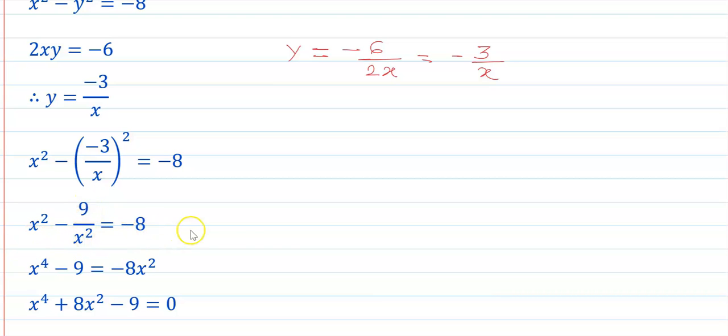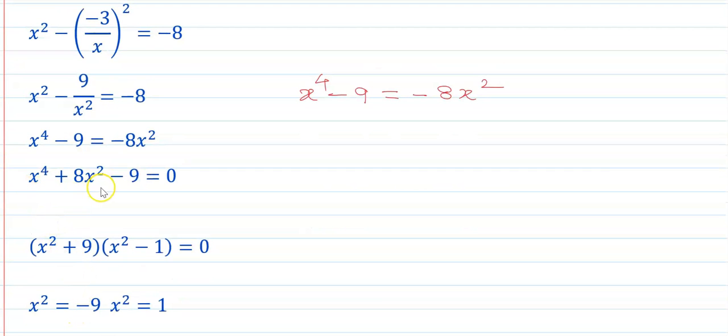Multiply on both sides by x square. Then multiplying by x square, you will get x raised to 4 minus, x square into 9 upon x square gets cancelled, you will get minus 9. Again minus 8 into x square. Okay. Again minus 8x square, we bring this to the left hand side. It will become plus 8x square. x raised to 4 plus 8x square minus 9 is equals to 0.